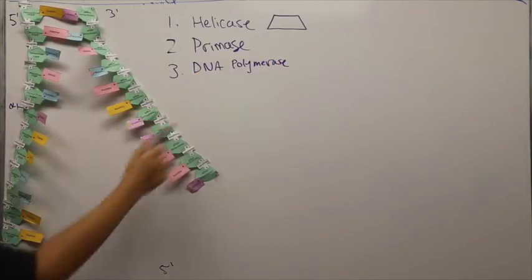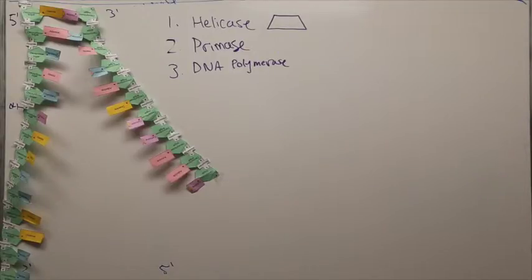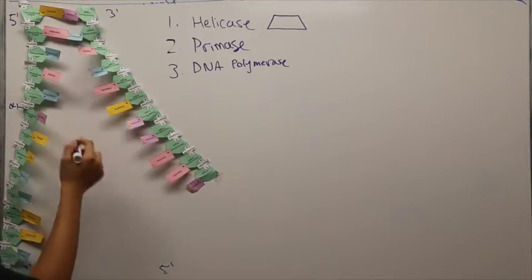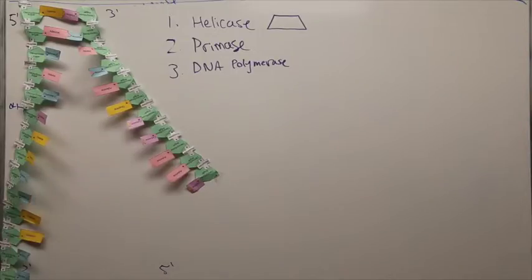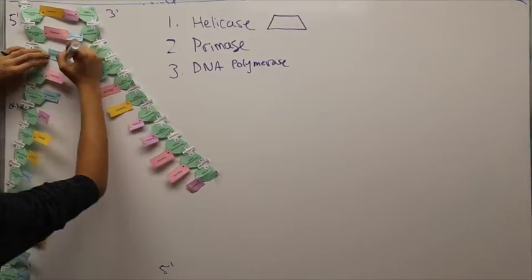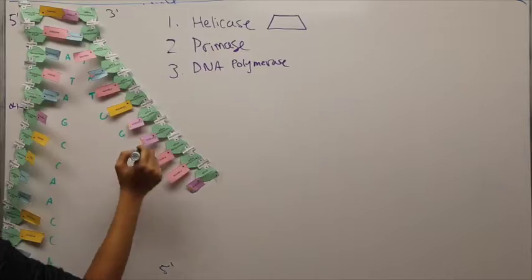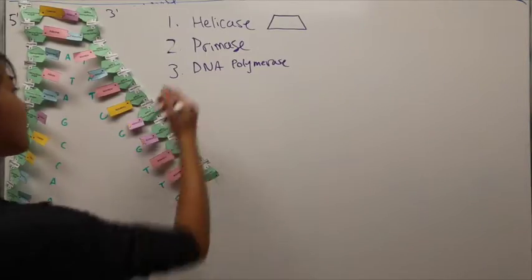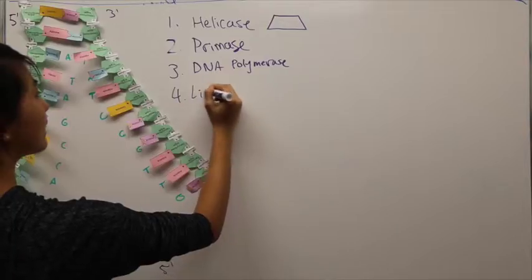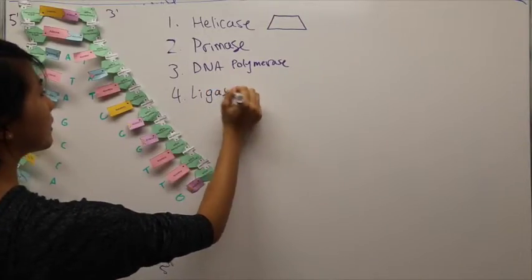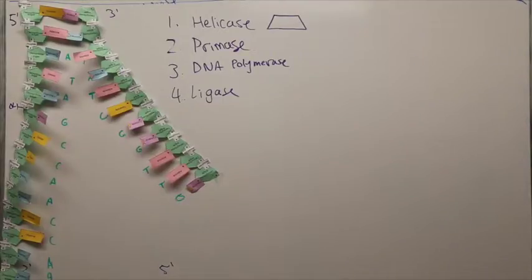Following the RNA primer, DNA polymerase will come in and replicate and lay down new nucleotides according to the primer. The fourth step is for ligase to go in and bind the lagging segments of the Okazaki fragments with the phosphodiester bonds.